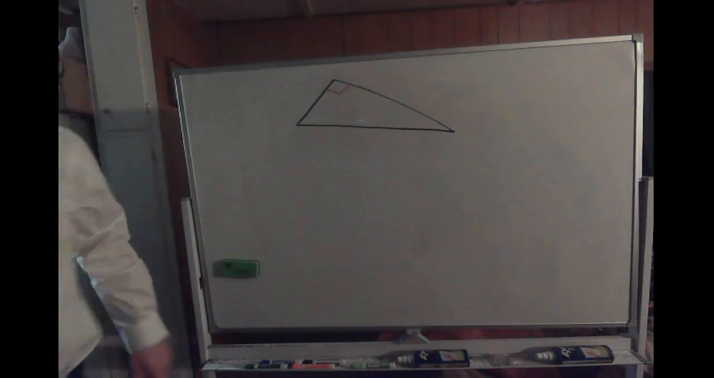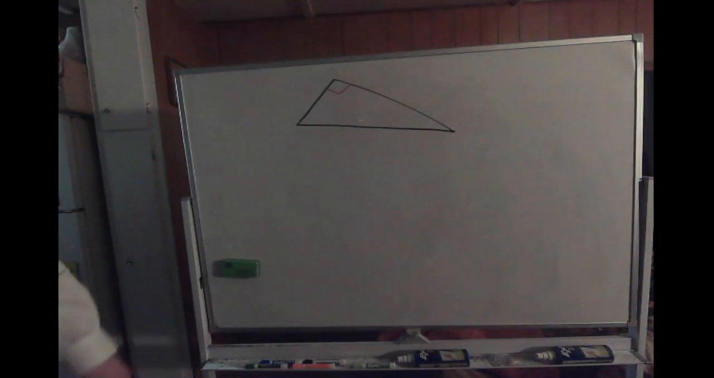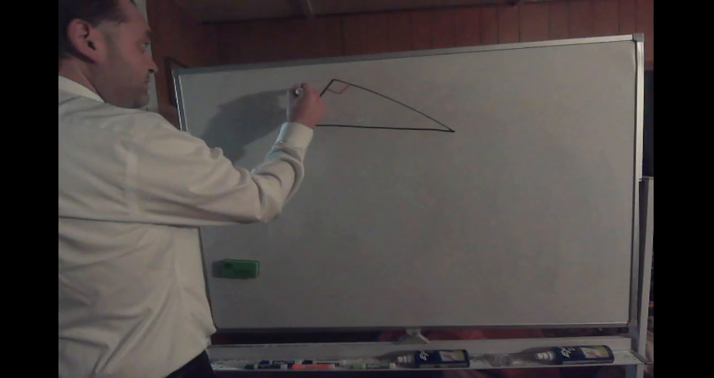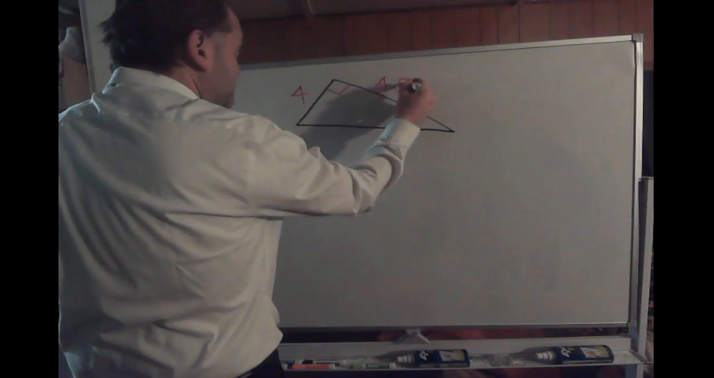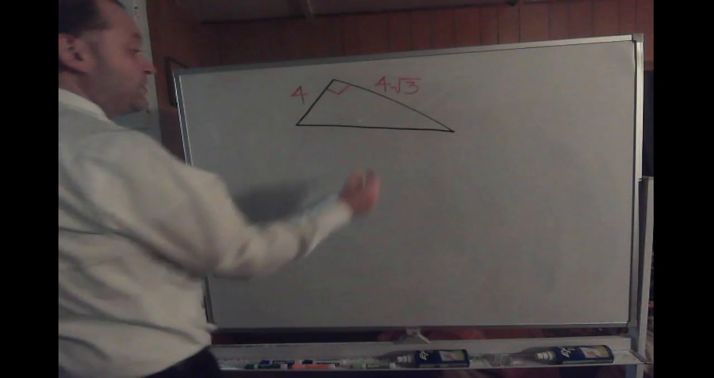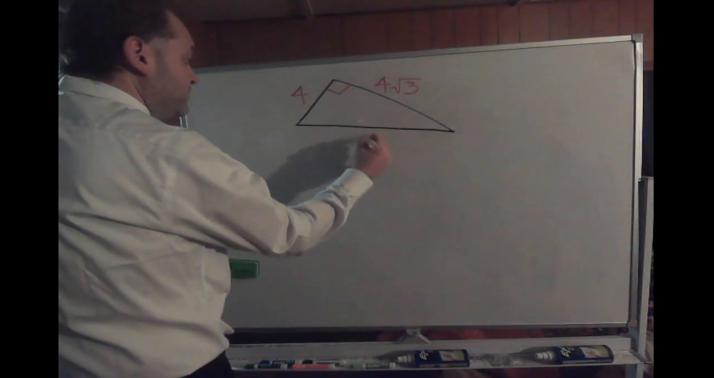Another right triangle. This leg here has a length of 4. Now this leg here has a length of 4 times the square root of 3. This leg here has a length of x.